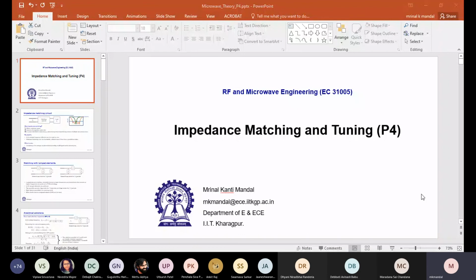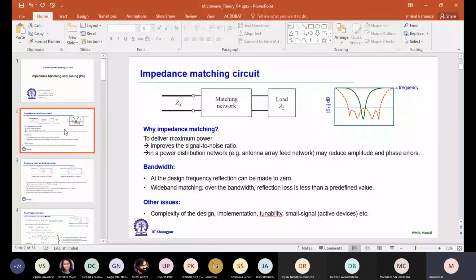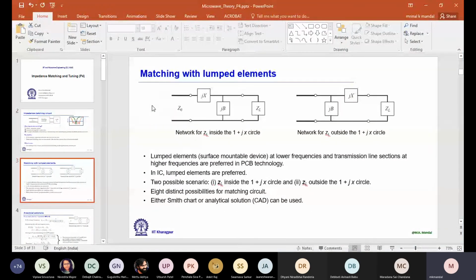So last day we started a new chapter, impedance matching and tuning, and we are considering a complex impedance ZL first, and we have to match it to a characteristic impedance of Z0. Then in the first approach, we are going to use lumped elements like L and C. They are available in SMD form, and in that case we see that we have two circuits.